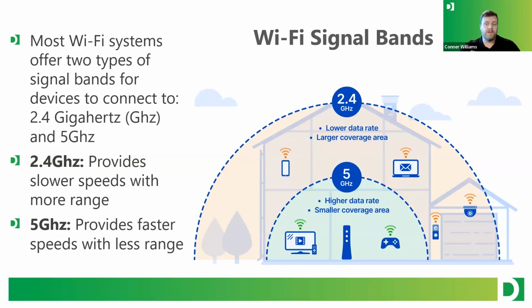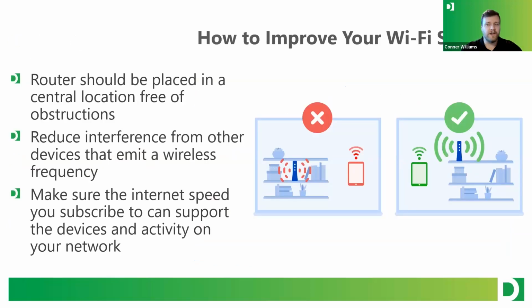And then they can even reevaluate things periodically. So if the router notices that a device is on one frequency but isn't having the best connection experience, it can actually automatically optimize things and move the device over to the other frequency to make sure you're getting the best experience possible.